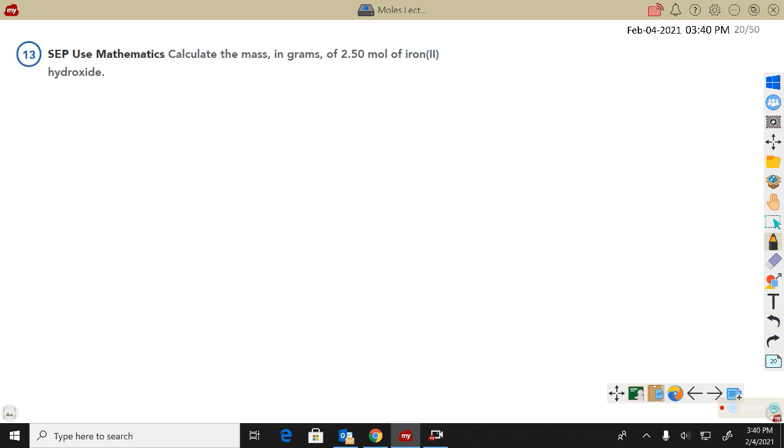Calculate the mass in grams of 2.50 moles of iron 3 hydroxide. Notice that they didn't give me the formula. That's fine, I can write formulas. This is iron, Fe. The charge is going to be +3. The Roman numeral is telling me the charge on the transition metal. Now we marked it in our books.